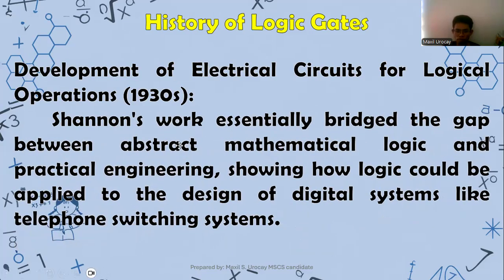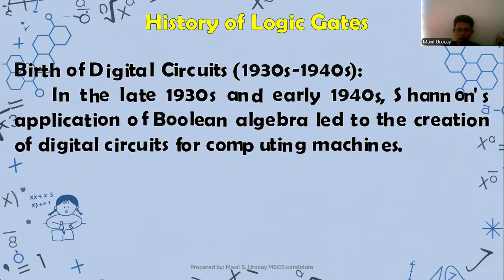So in the development of electrical circuits in the 1930s as well, this led to the development of digital circuits in the late 1930s and early 1940s. These circuits became the foundation of early computing machines. So imagine, from exploring that, they were able to transform it into digital systems like telephone switching systems already. Now let's move on.